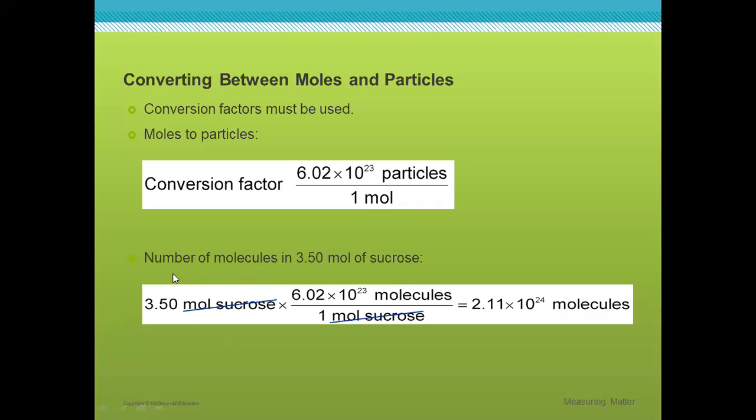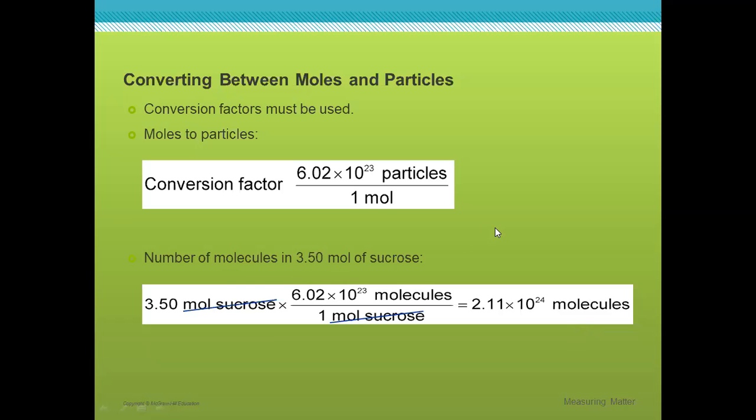So how can we get the number of molecules in 3.50 mole of saccharose? This is the number of moles. We get the number of molecules by this equation: number of molecules equals number of moles times Avogadro's number, which equals 2.11 times 10 power 24 molecules. Understand? Yes. So this is the number of molecules.